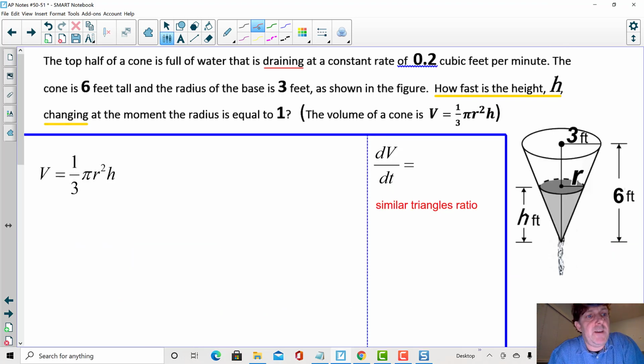Okay, here's our last example. This example is going to be a similar triangle example. We've done those before. Here it says the top half of a cone is full of water.